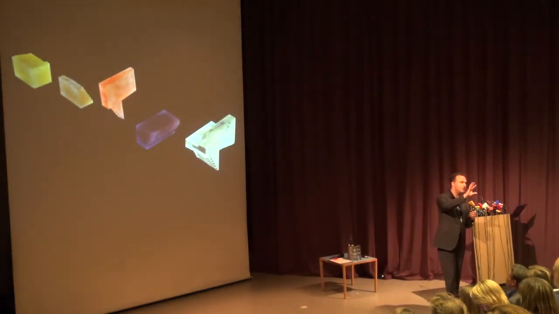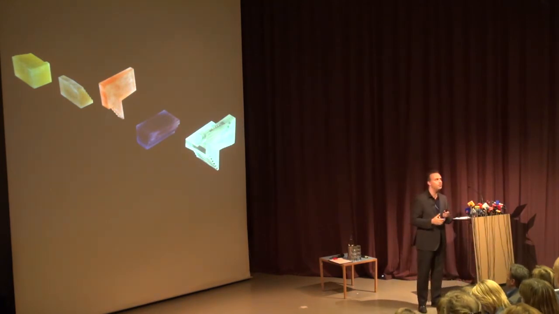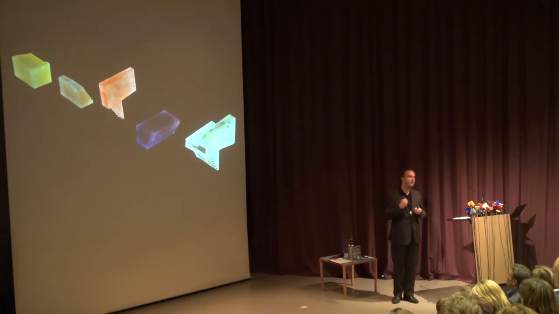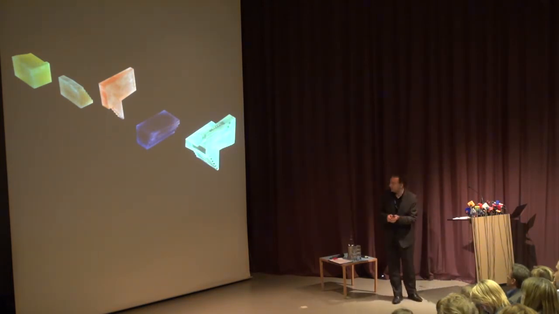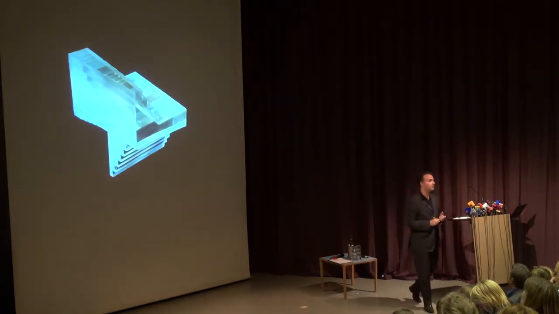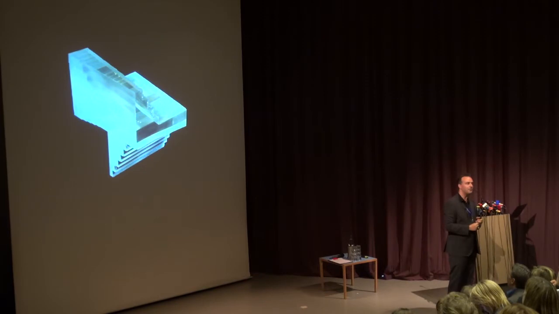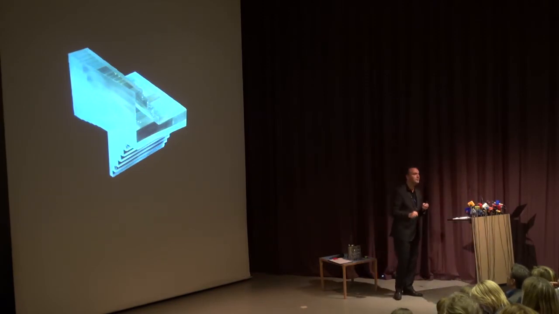Hence, the building is conceived out of five different elements. The colored blocks represent the programmatically defined parts, and the transparent block is in fact the center, the heart of this institute, that binds all these different programmatic entities together.